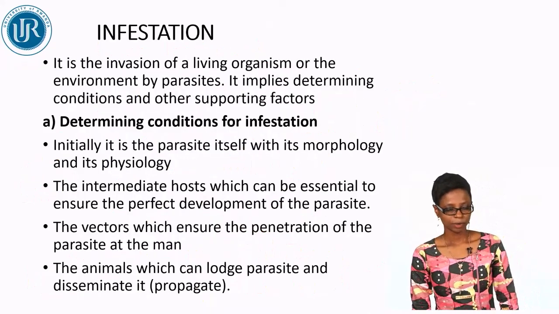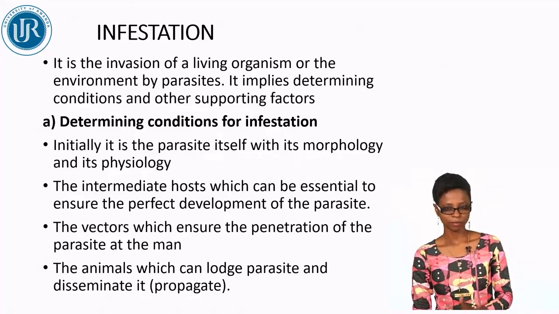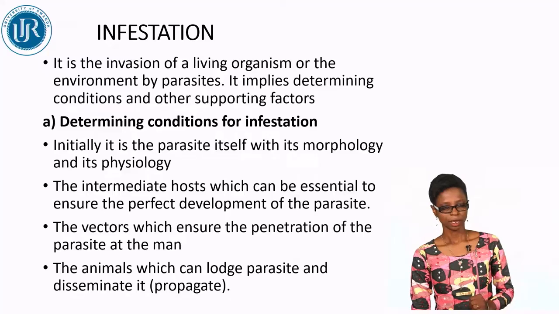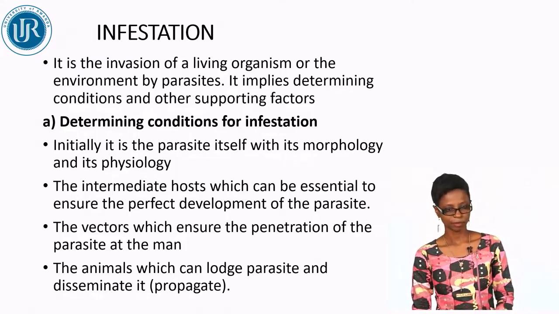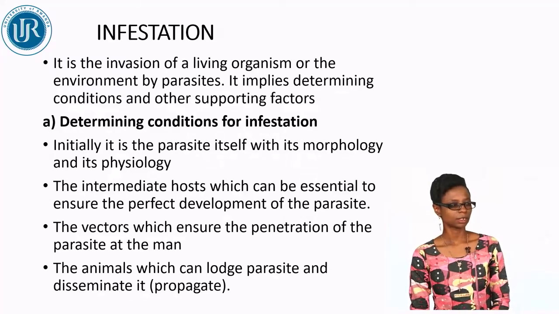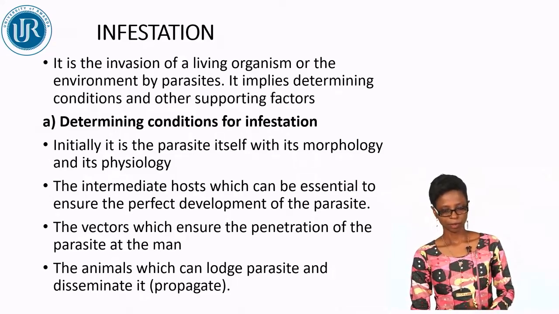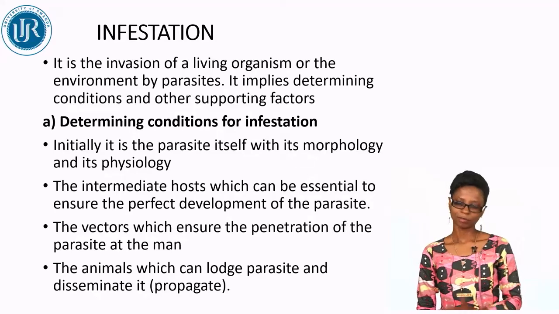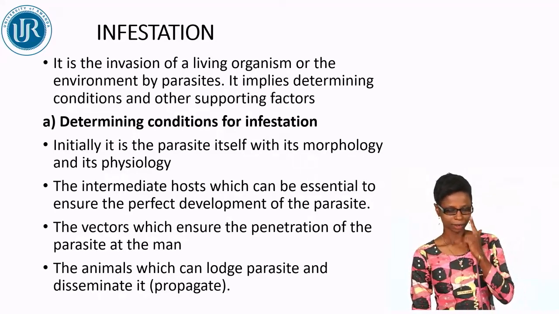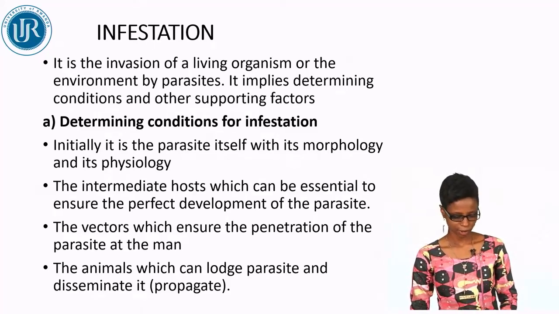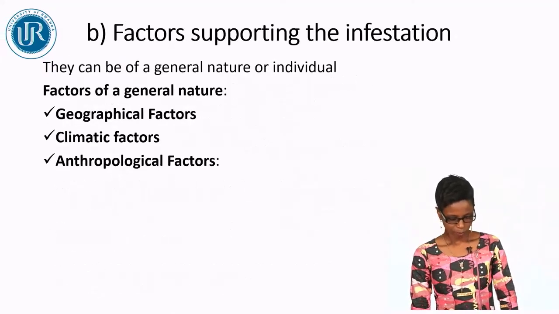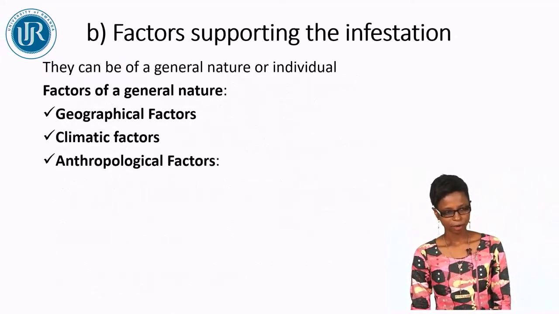When we talk about infestation, it means the invasion of a living organism or environment by a parasite, and it also implies determining conditions and other supporting factors. For the determining conditions, you have the parasite itself, its morphology and physiology, and you must also have intermediate hosts, which are essential for the perfect development of the parasite, and vectors which ensure the penetration of the parasite into the human. Then finally, you must have the animals which can lodge those parasites and disseminate them from one host to another.